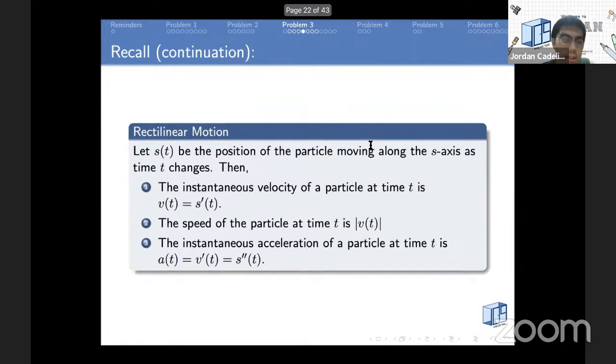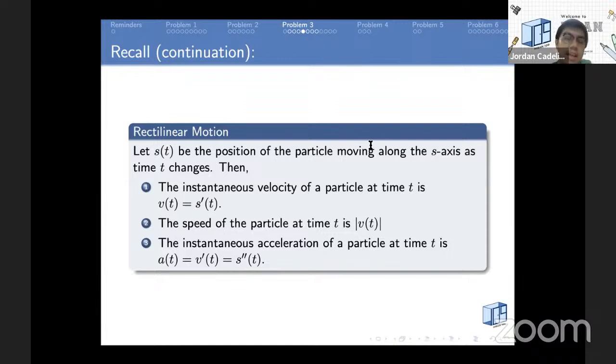Okay? So next, let's focus on the second part, which is rectilinear motion. So let s of t be the position function of the particle moving along the x-axis as time t changes. Then meron tayong tatlong important parts dito. The instantaneous velocity of a particle at time t is v of t equals yung derivative ng position function at t. Then the speed of the particle at time t is always the absolute value ng velocity ng particle, since wala namang negative na speed.